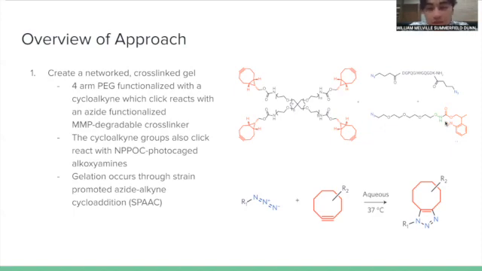Via the same click chemistry, the cycloalkyne groups on the PEG react with the azide groups on an NPPOC photocaged alkoxyamine. The purpose of this will be discussed shortly. This gelation occurs through strain-promoted azide alkyne cycloaddition, which means that the alkyne ring is stressed, making its reaction with an azide spontaneous.